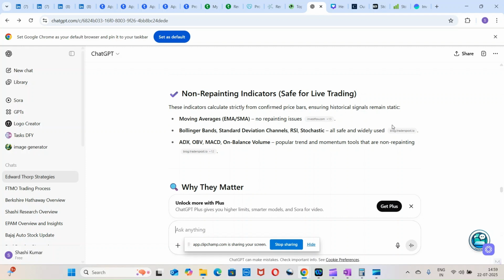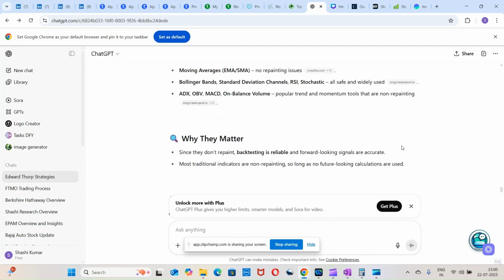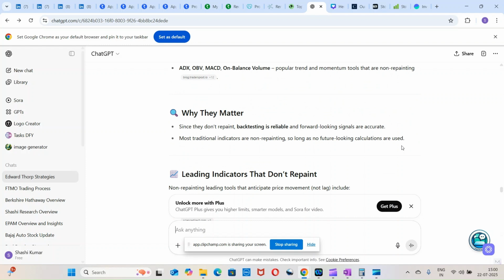These are all non-repainting, and they forecast the future also to a certain extent. Bollinger Bands and standard deviation forecast a mean reversion, RSI gives you momentum, and moving averages give you the trend. ADX, OBV, MACD, on balance volume, these are popular trend and momentum tools that are non-repainting. Why do they matter? Because when they don't repaint, backtesting is reliable.